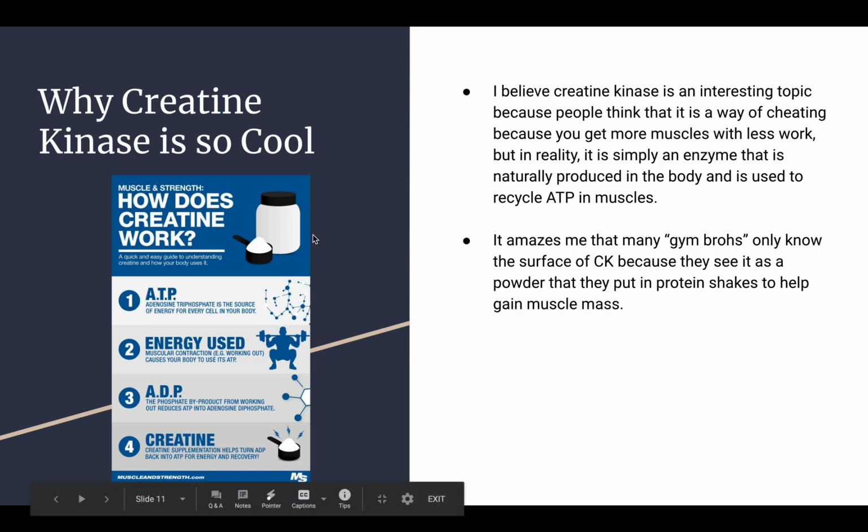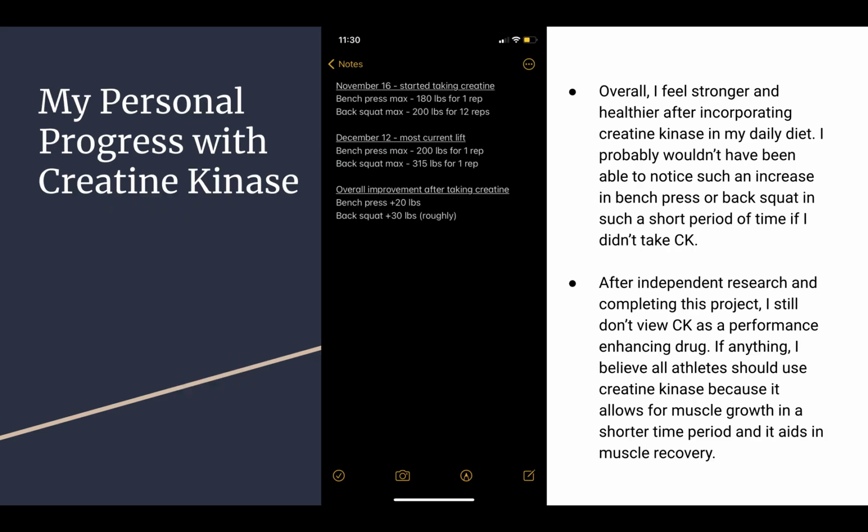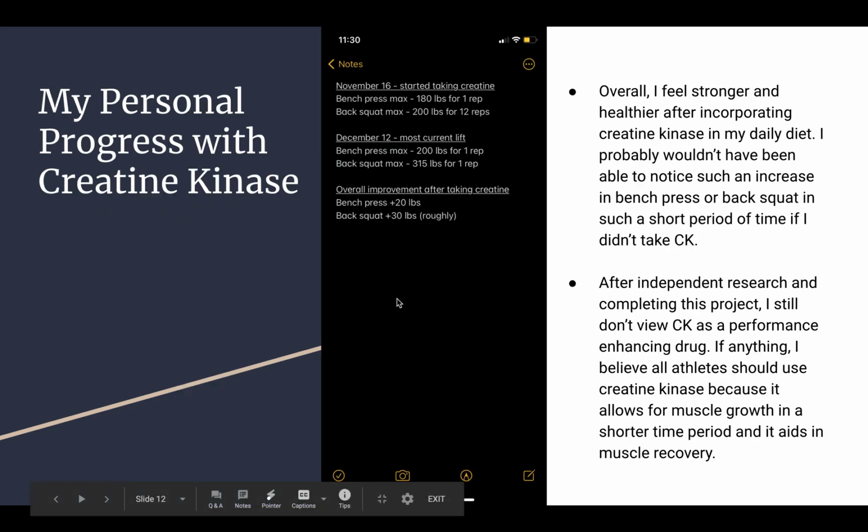To represent gym athletes, this is a very basic representation of how creatine works. So it starts off as ATP, which is energy for your body, and once the energy is used, it then becomes ADP, and then you recycle the process by just adding creatine powder to your protein shake. This is a screenshot of my notes.